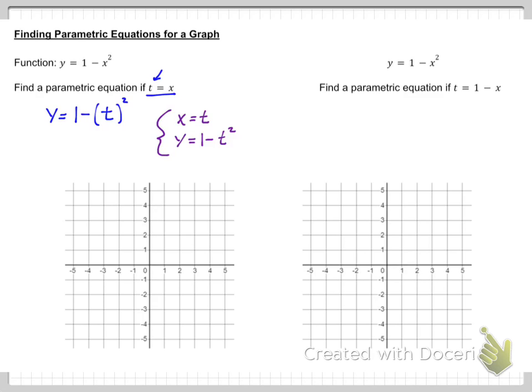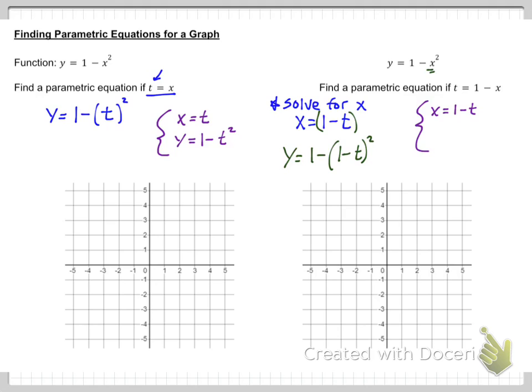If it's not exactly equal to x, we first need to solve for x. So on the right here, that's what we're going to do. Let's solve for x in the t equation. And so we get, if we add x to both sides and subtract t from both sides, x equals 1 minus t. Now we can substitute that back into the original function. y equals 1 minus, and instead of x, we're going to put 1 minus t, that quantity squared. So we're going to simplify that, and I'm going to write these out. So we already have x is 1 minus t, that's the first one. And the second one, when you simplify and rearrange it, you get negative t squared plus 2t.